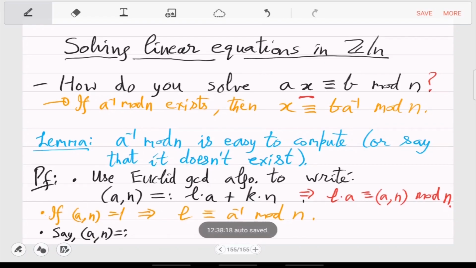So GCD is G, which is not 1, which is greater than 1. So in that case, you are getting L times A congruent to G mod n. Say G is 100, so you are getting L times A congruent to 100 mod n, right? So we don't know what A inverse is from this. So any ideas there?